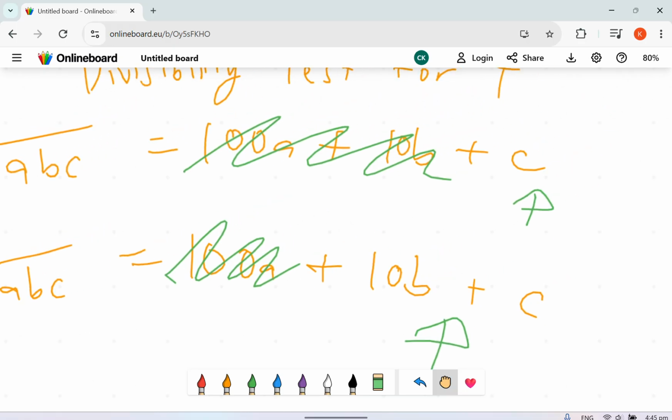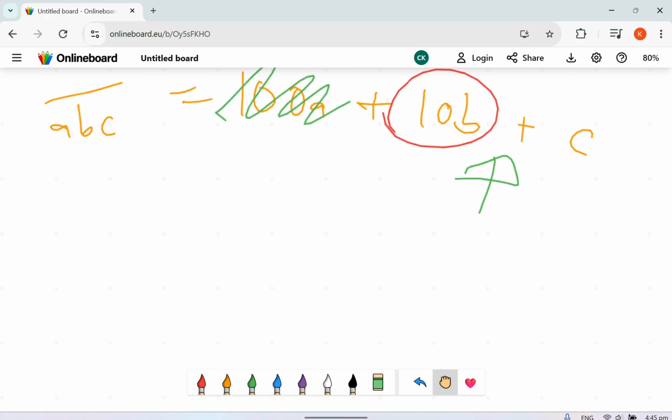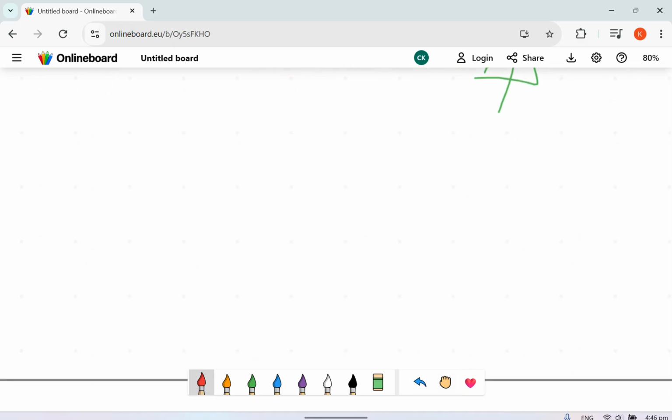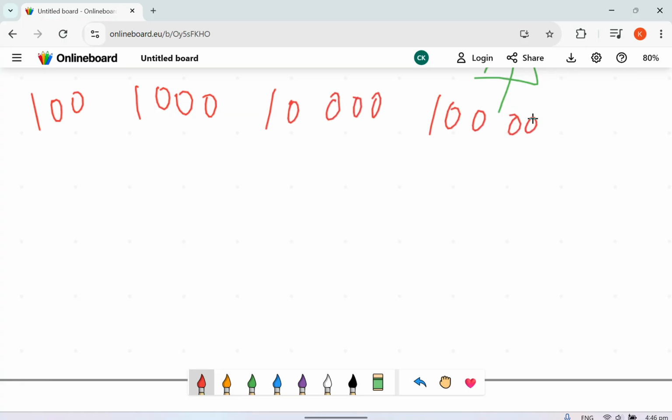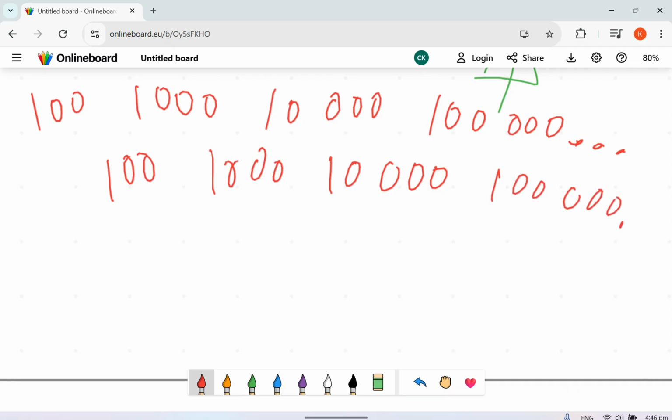You notice that in the first one, I also cancelled out this, but in this one I didn't cancel it out. Why? Because here's something you should know. 100, 1,000, 10,000, 100,000, 1,000,000, and so on and so forth, they can all be divisible by 4. Now, this also applies for 2. These numbers can also be divisible by 2 as well. But here's the difference. 2 has an extra thing that works as well: 10.